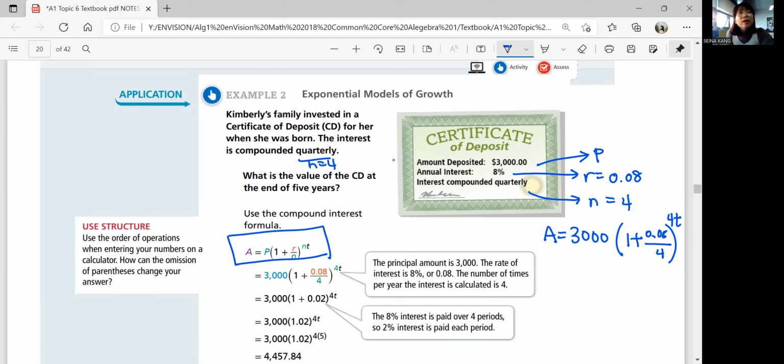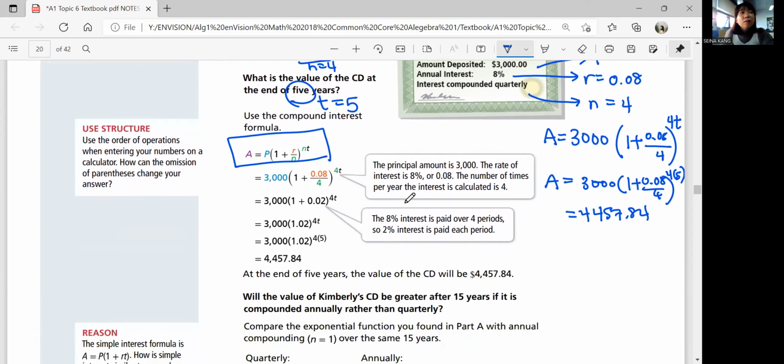Okay, but then if you want to solve the problem, what is the value of the CD at the end of 5 years? That means you're going to plug in t equal to 5, and then you'll get your answer in 5 years. So 4 times 5 is 20. You do 1 plus 0.08 divided by 4, which is 1.02, to the power of 20, times 3,000. You're going to get about $4,457.84.